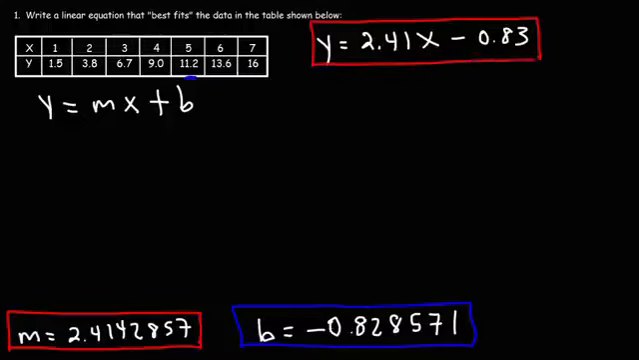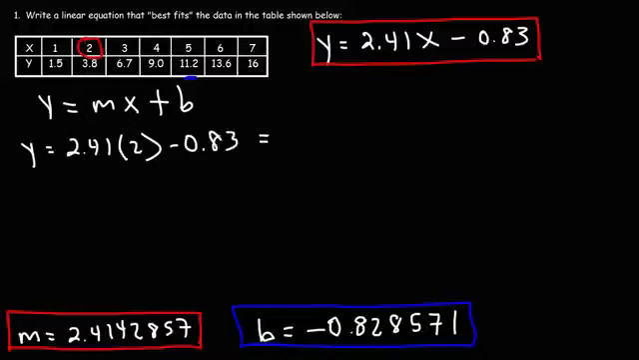And let's check it. So let's see what our y value will be if we plug in an x value of 2. So this is going to be 2.41 times 2 minus 0.83. And so we get 3.99. Now 3.99 is not too far away from 3.8. So that's a good approximation.